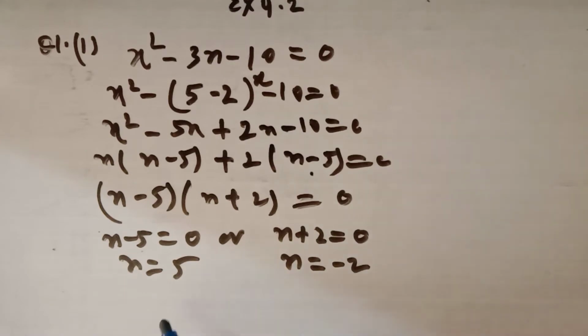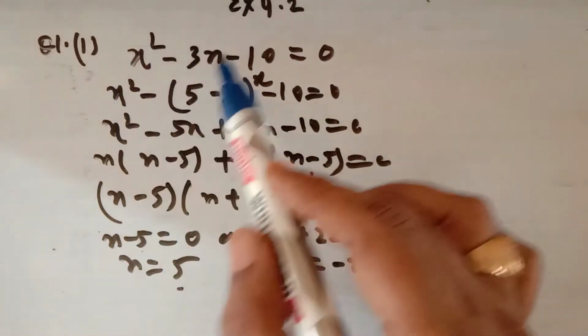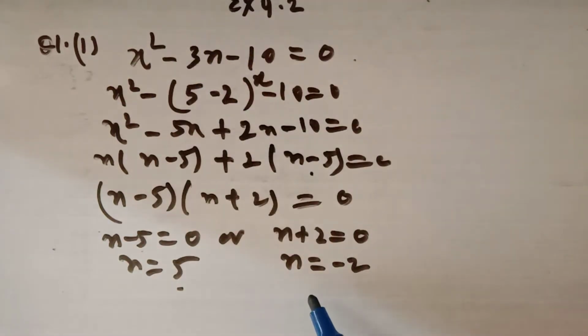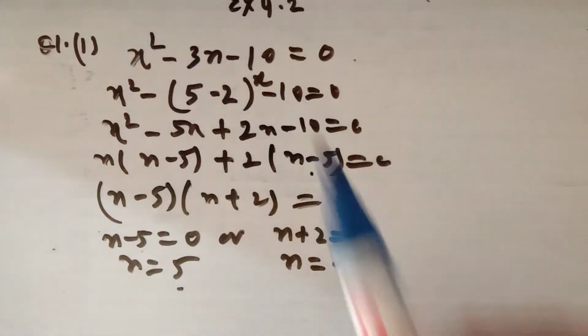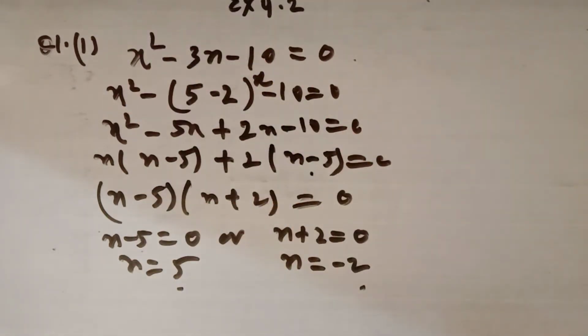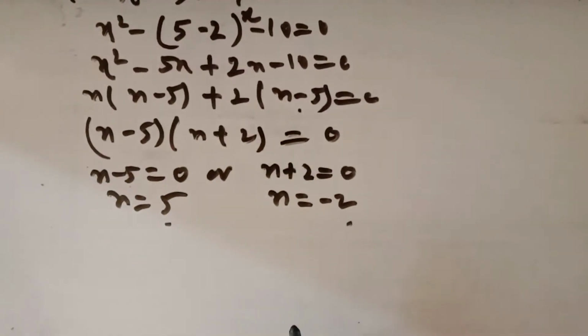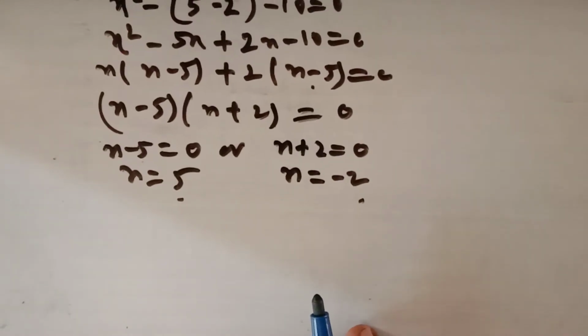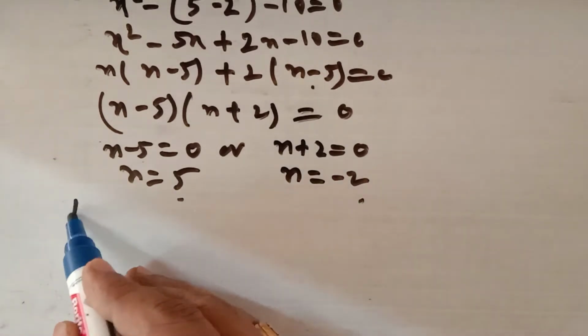What does this mean? It means that if you put x equal to 5 in this, you will get 0. Similarly, when you put x equal to minus 2 here, you will get 0. This is known as the solution of the quadratic equation, or the roots of the quadratic equation, or the zeros of the quadratic equation. You will get two zeros, roots or solutions of the quadratic equation.